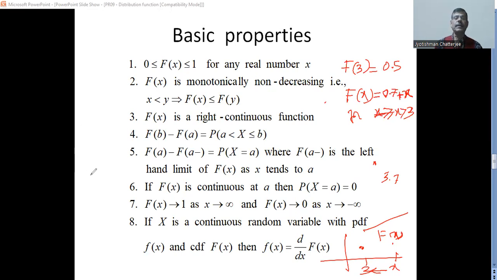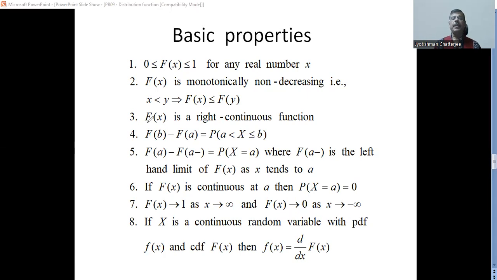Whereas for a right continuous function at 3, it will look something like this. At the point 3, this is the value, and the function is continuous there. So this function, capital F x, is a right continuous function. However, we cannot tell whether it is left continuous or not. That will depend on the specific case, whether it is a continuous random variable or a discrete random variable, and what the exact form is. But right continuous, it will always be. Remember that fact.